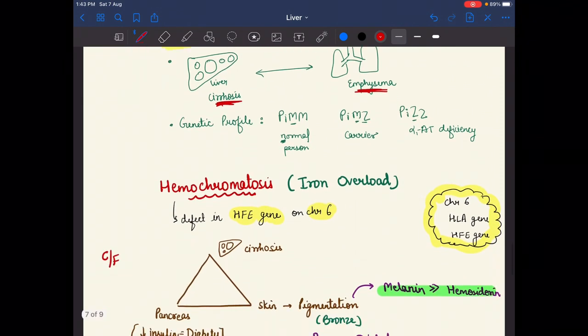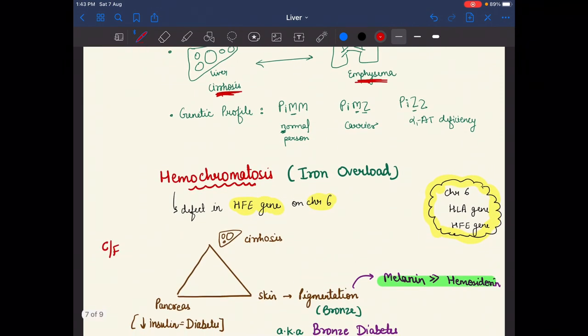For the genetic profile we see PiMM, PiMZ and PiZZ. Z stands for the alpha-1 antitrypsin deficiency, and M is like N, that is normal. So the normal person genetic profile is PiMM, while the alpha-1 antitrypsin deficiency profile is PiZZ. And if M and Z both are present, then it means that the person is a carrier.